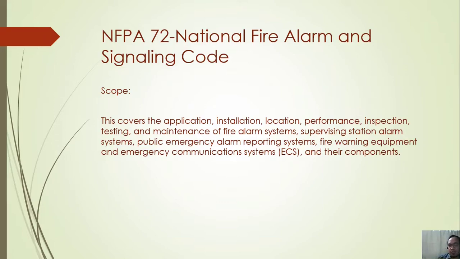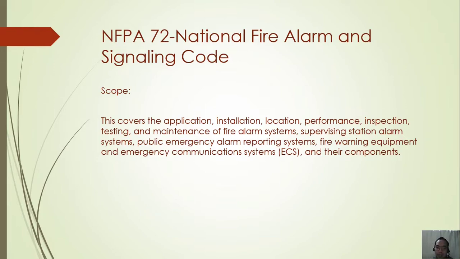Now that we are familiar with the type of occupancy and requirements of fire detection and alarm system in each occupancy, now we can begin with the requirements for the installation and design of fire detection and alarm system. In this case, we are now ready to discuss NFPA 72, which is the National Fire Alarm and Signaling Code.